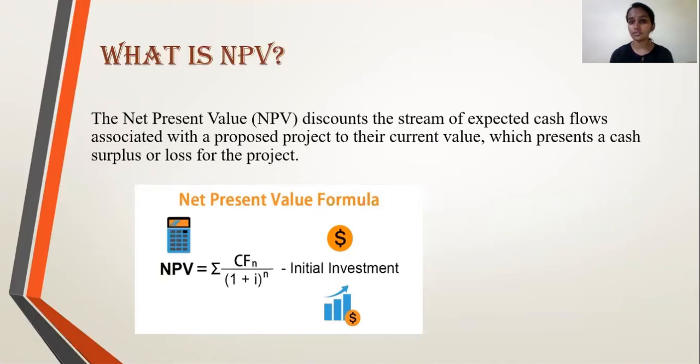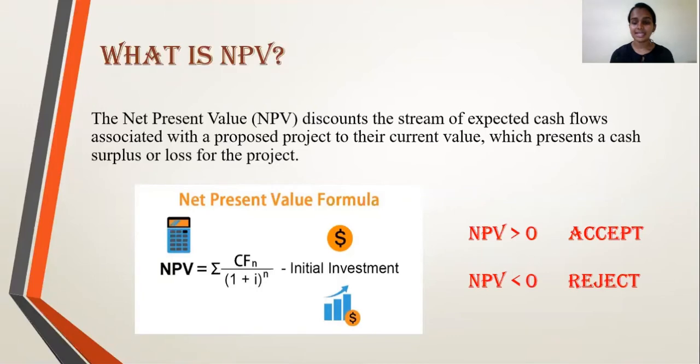How are we going to understand that? Basically, if the NPV is greater than 0, which means NPV has a positive value, then we are going to accept the proposal. If NPV is less than 0, or it is a negative value, we are going to reject the proposal. As simple as that. So that is how we calculate NPV.